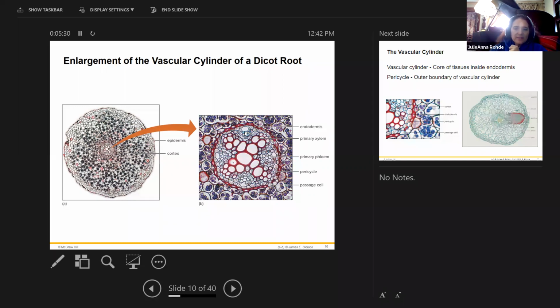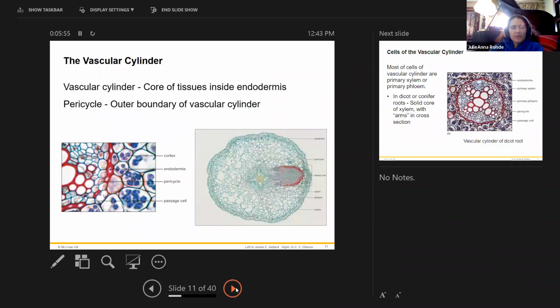Now, not every stem looks like this. This is not a stem, this is a root. This is a dicot root. It's a star pattern. And this is referred to as a star pattern, by the way. More on that. It's one of the distinguishing factors of monocots and dicots, okay, circular patterns and star patterns.